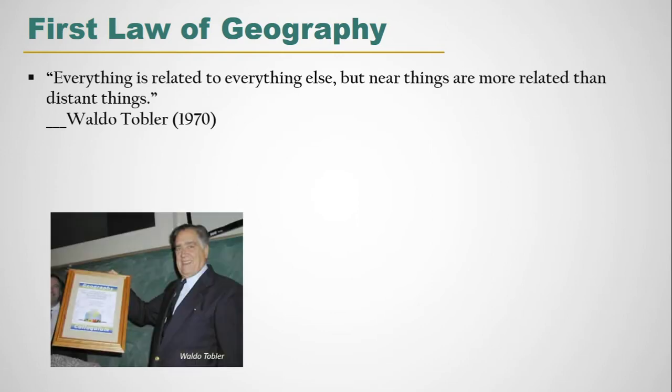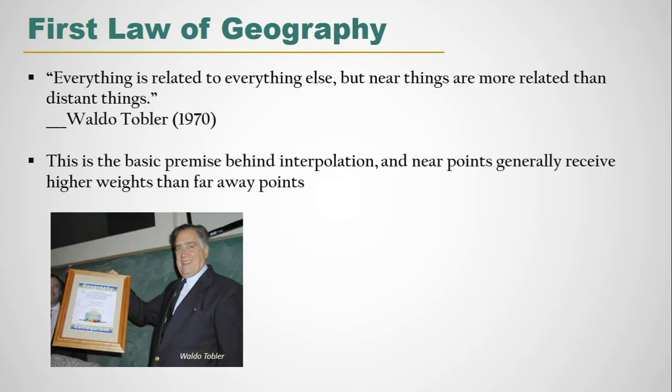Mr. Tobler in 1970 said that everything is related to everything else, but near things are more related than distant things. It is the first law of geography. This is the basic premise behind interpolation, and near points generally receive higher weights than faraway points.